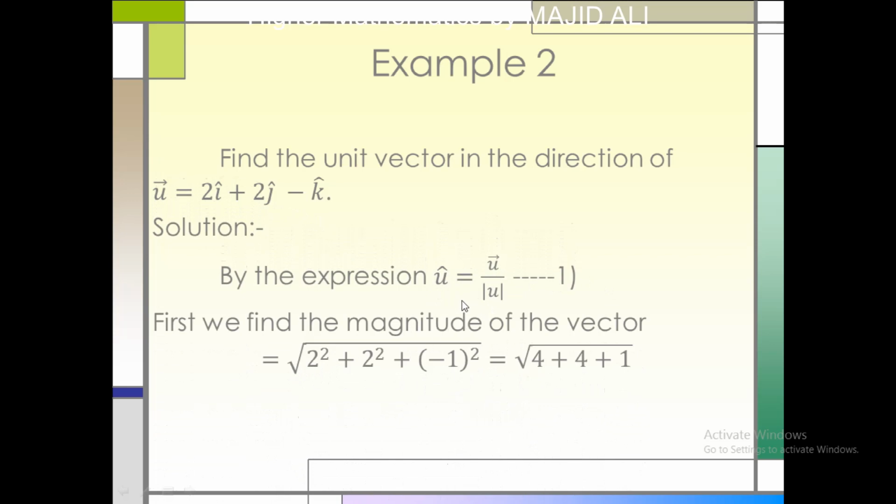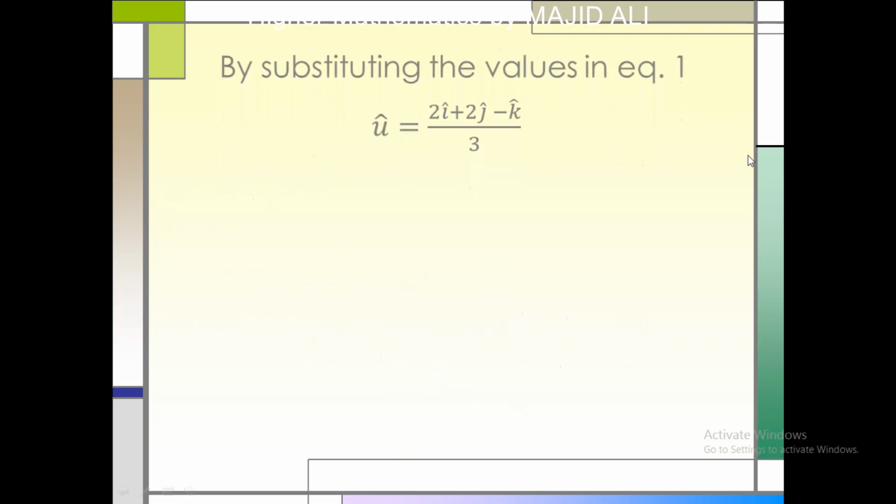First we will find the magnitude by the same formula: the square of the coefficient of the i unit vector, which is 2, the square of the coefficient of the j unit vector, which is also 2, and the square of the coefficient of the k unit vector, which is minus 1. 4 plus 4 plus 1 is equal to 9. The square root of 9 is equal to 3. Substituting the values in equation 1, the unit vector of u is equal to vector u divided by its magnitude.